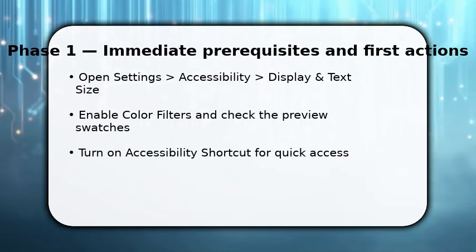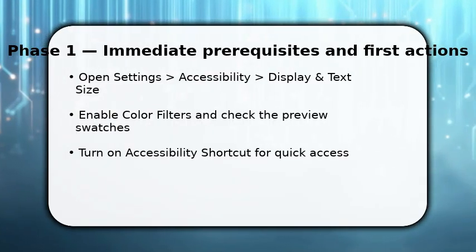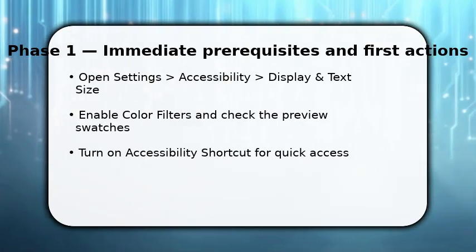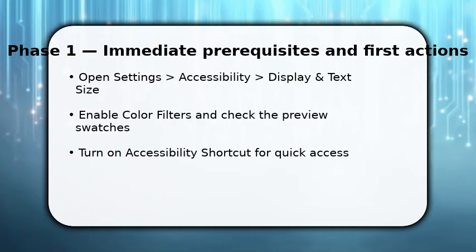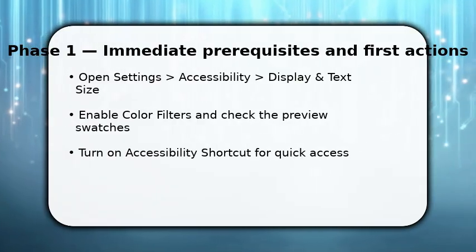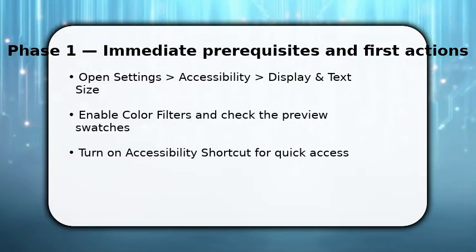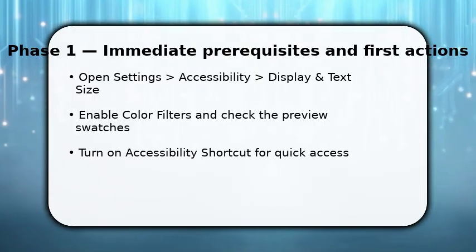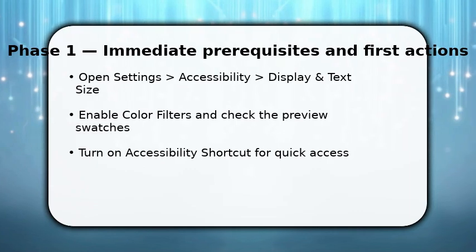You should choose an initial filter type: grayscale, red/green, or blue/yellow, depending on what you need. Make sure to enable the accessibility shortcut so you can toggle filters with a triple click of the side button. This first step saves you time when testing different looks.